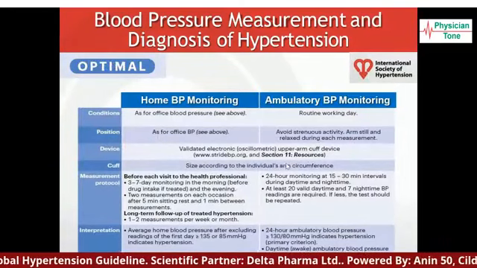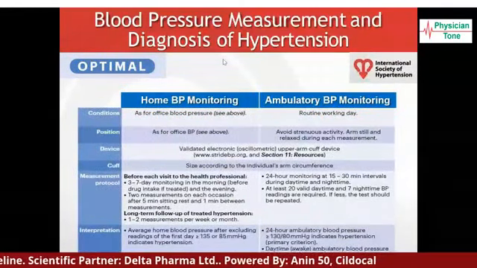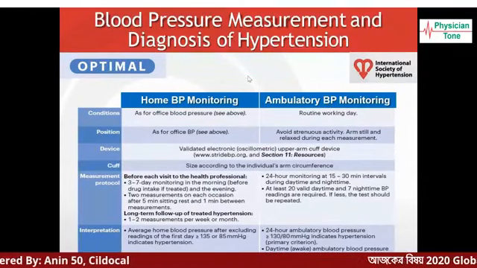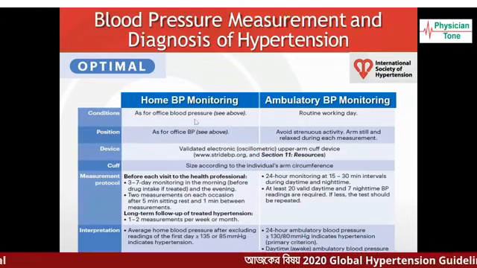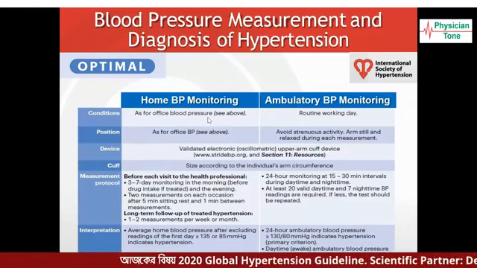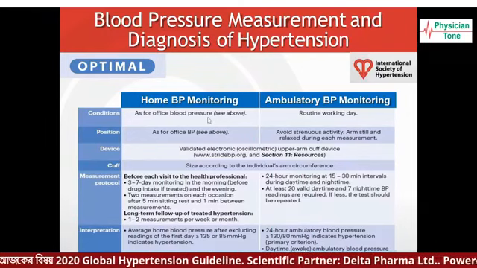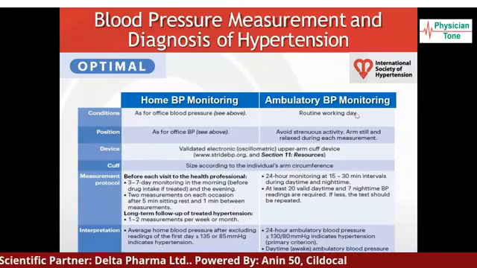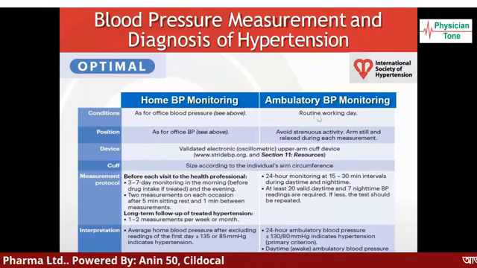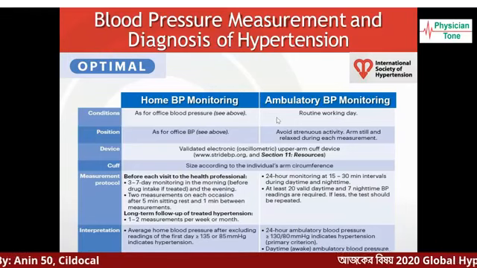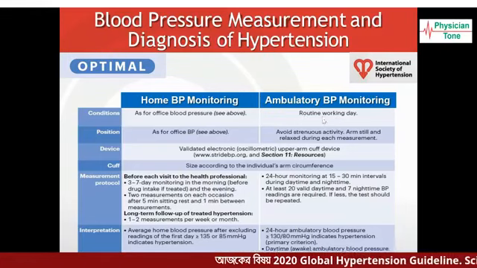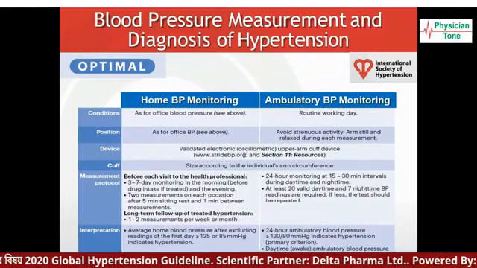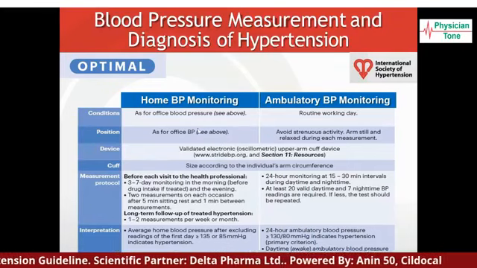So there is also home blood pressure monitoring and ambulatory monitoring. For home blood pressure monitoring, the conditions are as for office blood pressure: when the patient takes his or her blood pressure at home, he or she should sit like in the office procedure. And ambulatory monitoring should be on a routine working day, not on a Friday, not on a holiday. The 24-hour ambulatory monitoring should be selected on his or her working day. And a validated electronic upper arm cuff device should be used in both home and ambulatory blood pressure monitoring.